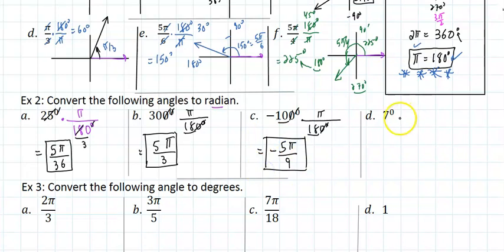And 7 degrees, well, again, degrees in the denominator, pi at the top. The degrees cancel out. It doesn't reduce, so that's 7 pi divided by 180. Which, by the way, is a very small number.